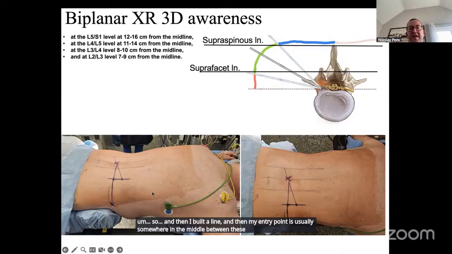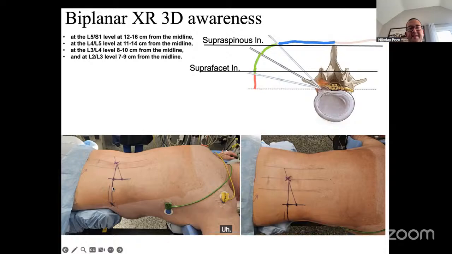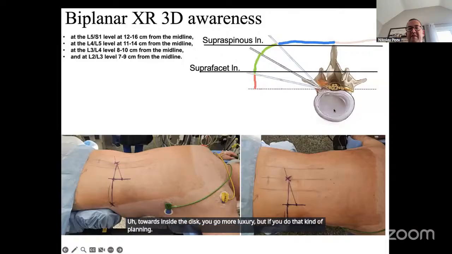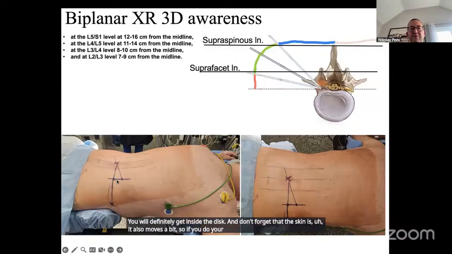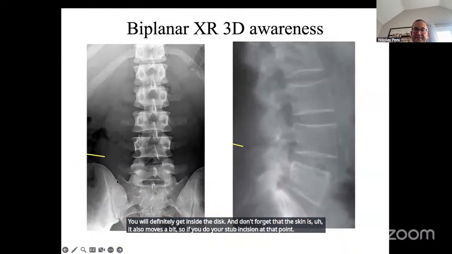If I would like to do a fusion surgery, an interbody fusion, and you would like to be a little bit more steep, you can go a bit more medially. If you would like to go a little bit more towards inside the disc, you go more laterally. But if you do that kind of planning, you will definitely get inside the disc. And don't forget that the skin also moves a bit. So if you do your stab incision at that point, you're usually safe.